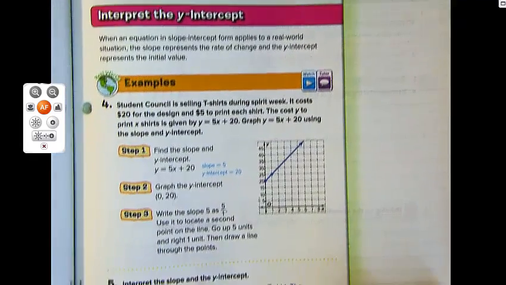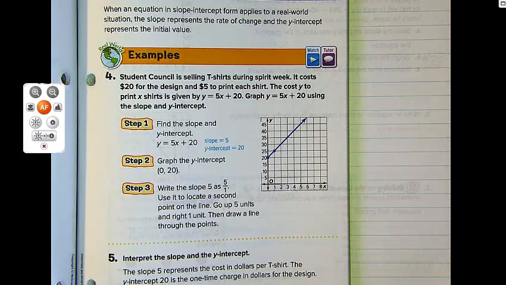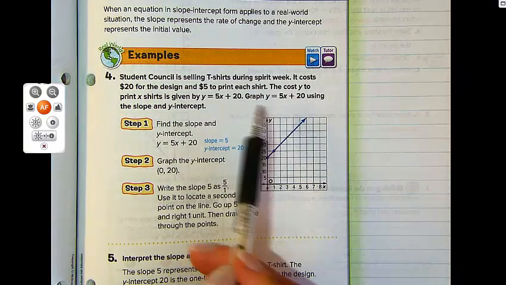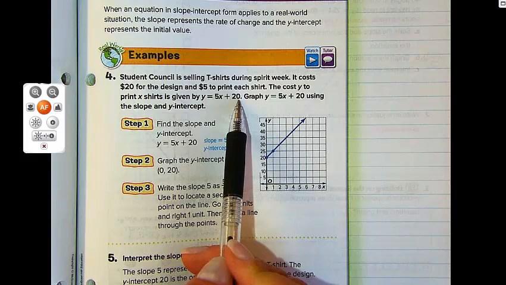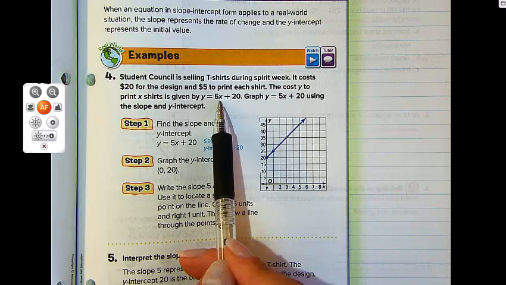Okay, now let's look at example 4. Student Council is selling t-shirts during Spirit Week. It costs $20 for the design and $5 to print each shirt. So the cost y to print x shirts is given by y equals 5x plus 20. The $20 is to design the shirt and $5 per shirt to print. So it says graph this equation.